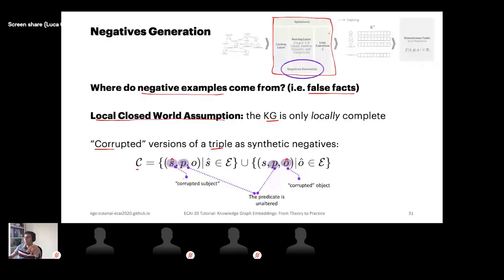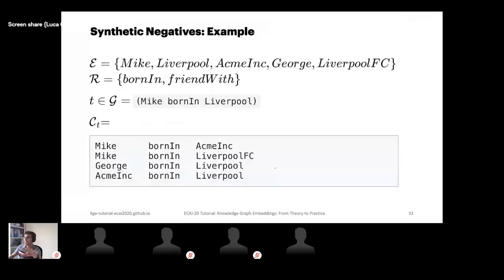So it's important to point out that when generating corruptions under the local closed world assumption, we always try to corrupt either the subject or the object, only one of the two, right? And we never touch the predicate. The predicate is always unaltered, right? This is one of the things which are easier to see with an example than explaining. So if we presume a set of entities E made of Mike, Liverpool, Ahmed, George, and Liverpool Football Club, and two relation types, born in and friend with, and then we take the triple, Mike born in Liverpool, how can we corrupt this triple? We either change the object, like in these two cases here, right? We kept Mike born in as is, and we replaced the object with some of the other entities in the entity pool, right? Or we replace the subject, like we did here and here.